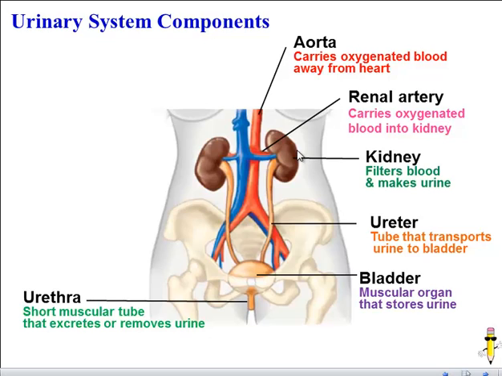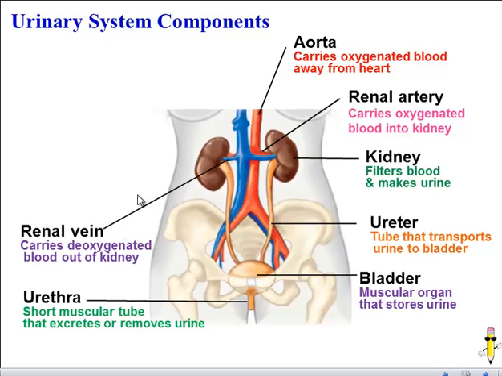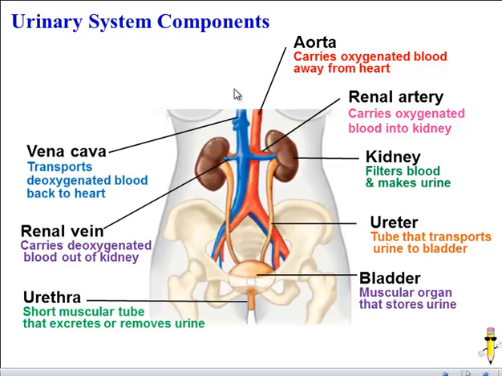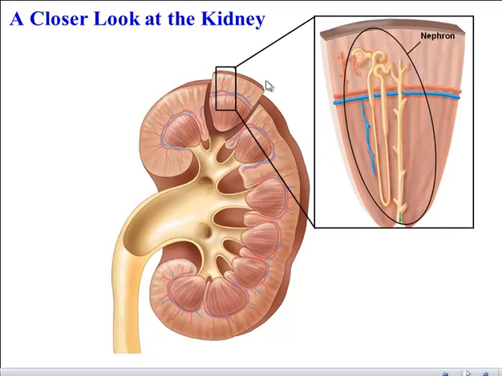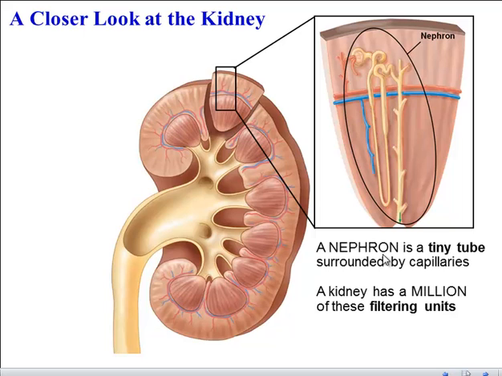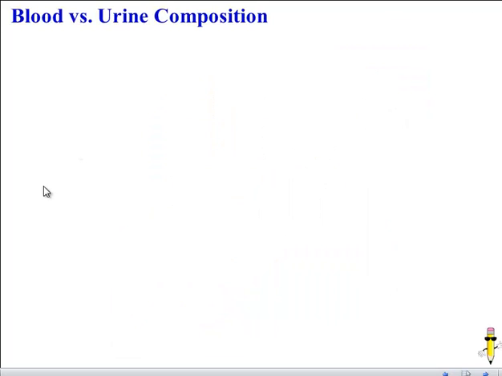Now, as for the blood that was filtered in the kidney, it's going to be taken back out through the renal vein, and it's going to join up to the vena cava and head back to the heart to get oxygenated. Now let's zoom in on the kidney, where most of the work happens. Remember that kidneys are made up of functional units called nephrons. So if we zoom in here, we would see this nephron, which is really just a tiny tube surrounded by capillaries. And any kidney has about 1 million of these nephrons, 1 million filtering units.